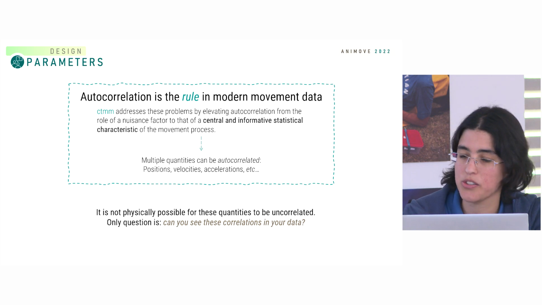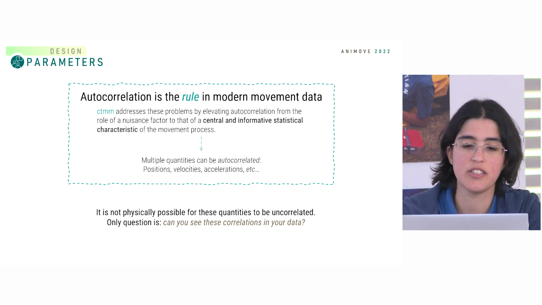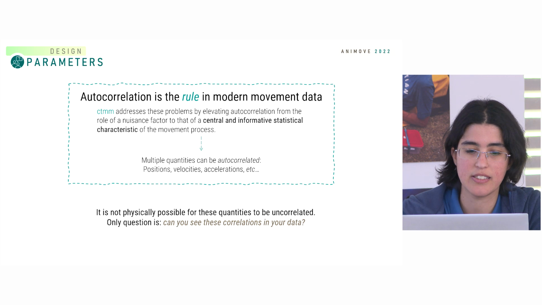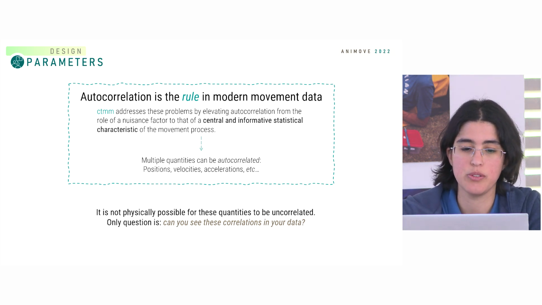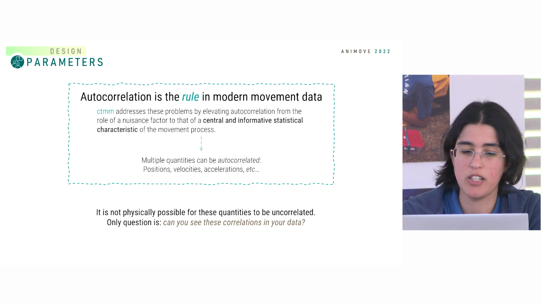So autocorrelation is important. It's good information. We're getting a lot of information that's feeding into the movement process, and a lot of that information is either position or velocity autocorrelation, or even acceleration autocorrelation. It's simply not physically possible for these quantities to be uncorrelated, right? An animal has continuous movement, a continuous velocity, and a continuous speed.